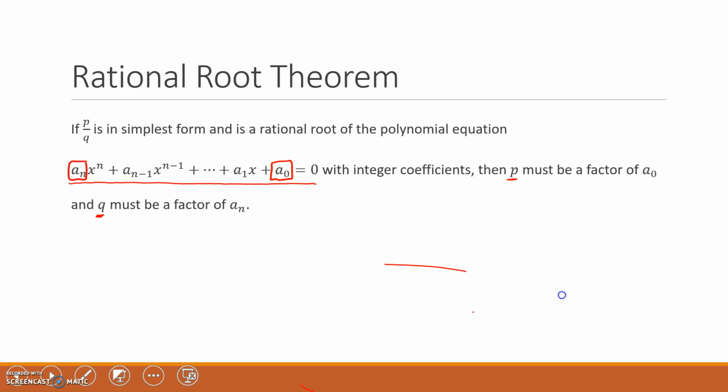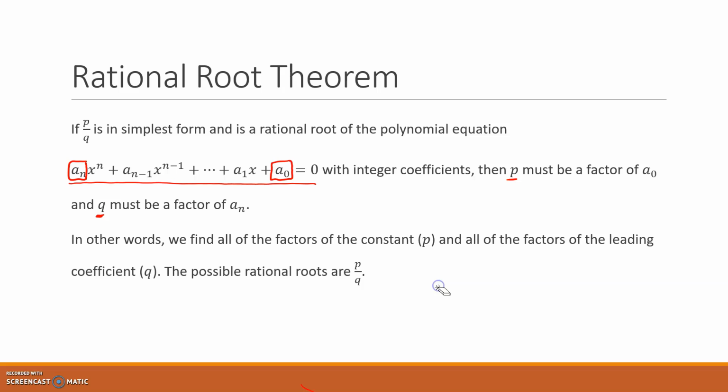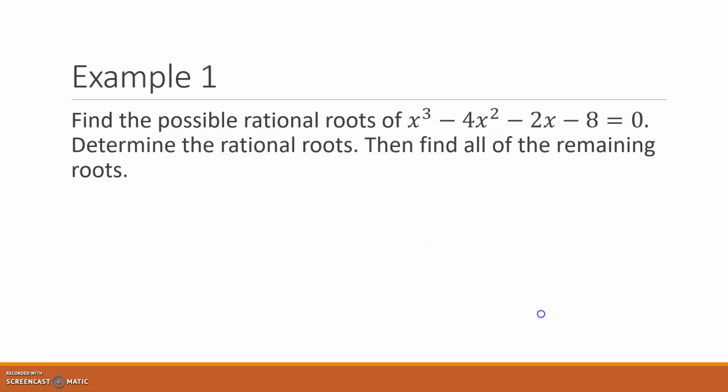So here's the "in other words" version. We find all the factors of the constant, p, and all the factors of the leading coefficient, q, and then the possible rational roots are p over q. So what we're going to do is list factors for the first term and last term, and then do the factors of the last term over the first term. If you're not really tracking with me so far, that's okay. We're going to put it into practice here.